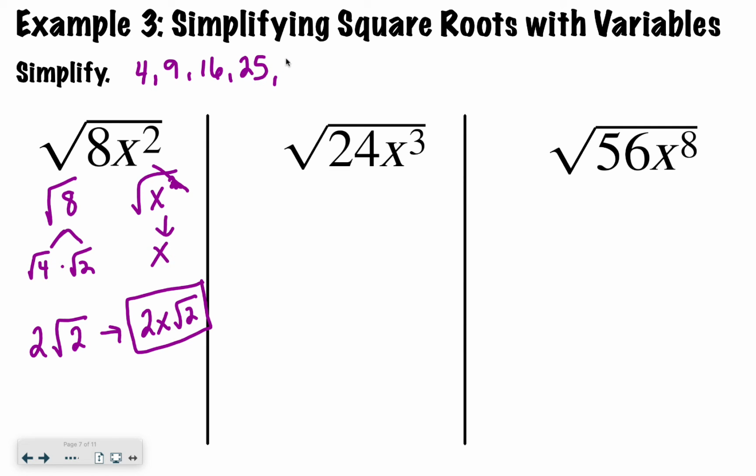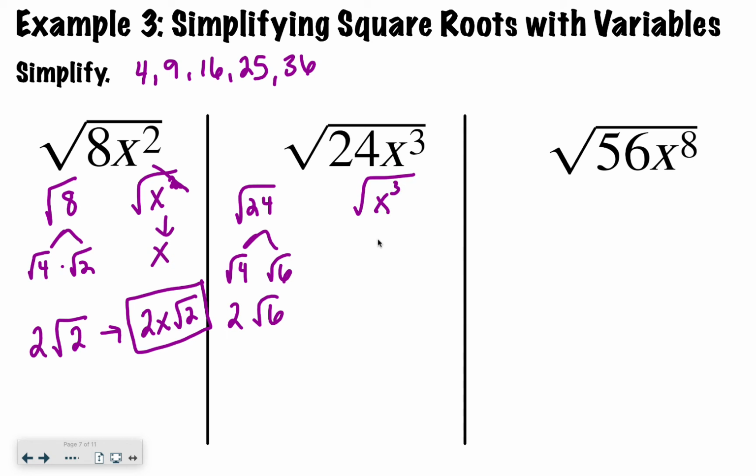Okay, let's try another one. We have the square root of 24. The biggest perfect square that goes into 24 is 4. So the square root of 24 becomes the square root of 4 times the square root of 6, so 2 square root of 6. And then x cubed has 1 group of 2, so I would pull 1 group of 2 out, and I would still have 1 left.